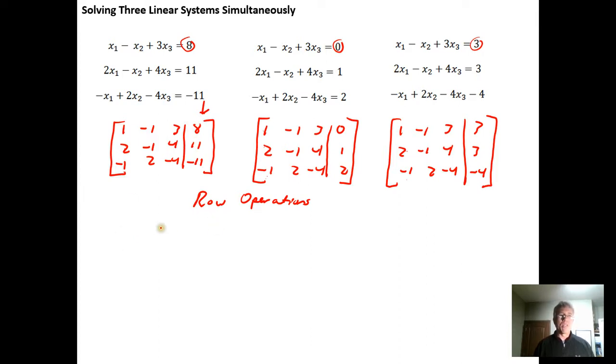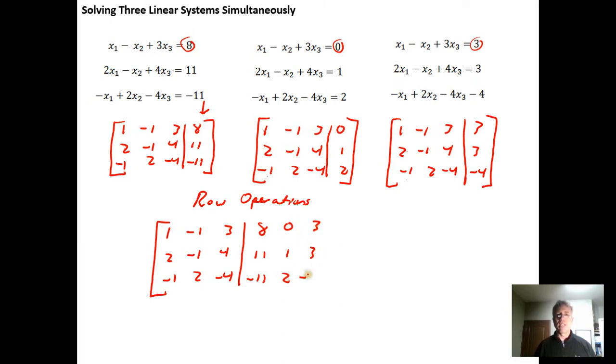So what we could do is just create a larger augmented matrix. I could say here is the coefficient matrix, and augment it with each of the constant columns: 8, 11, -11, 0, 1, 2, and 3, 3, -4. And now we can just apply our elementary row operations to this larger augmented matrix and do the work one time.